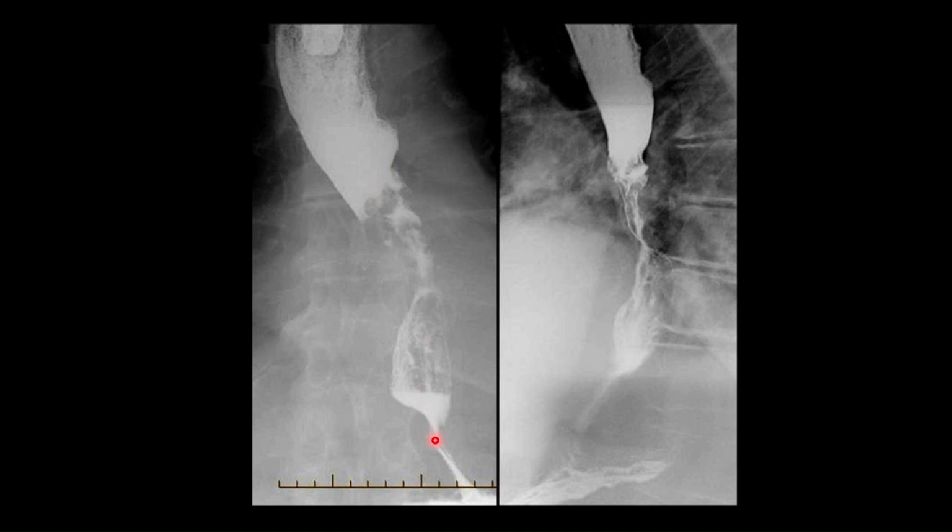Whereas the benign stricture present over here is usually long segment, in the majority of cases, not always, and shows progressive smooth tapering with a central lumen.